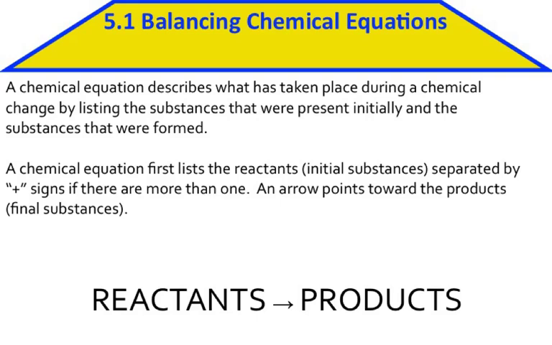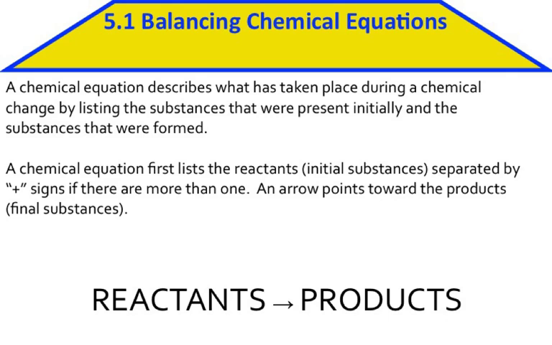So in this section, we're going to talk about chemical equations and balancing them. So why is a chemical equation important? It's because it tells us exactly what has taken place when two substances react or change. The chemical equations tell us exactly what the substances were made up of initially and what they're made up of in the end.